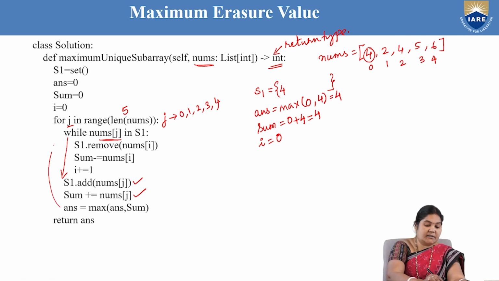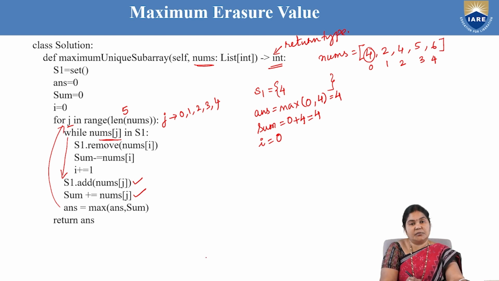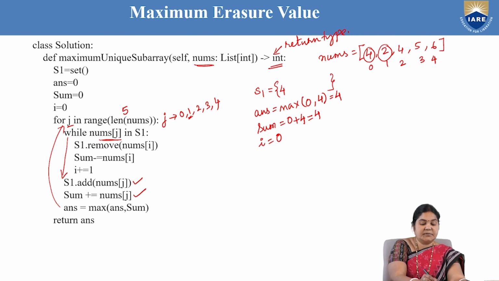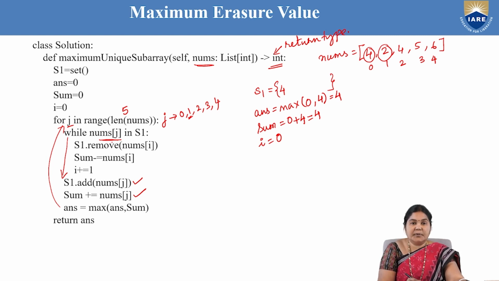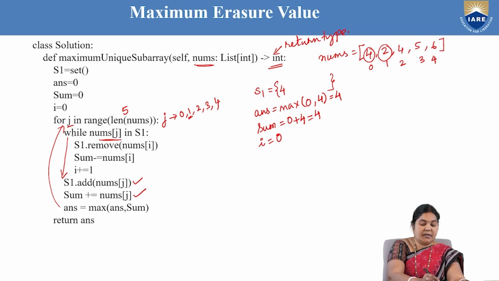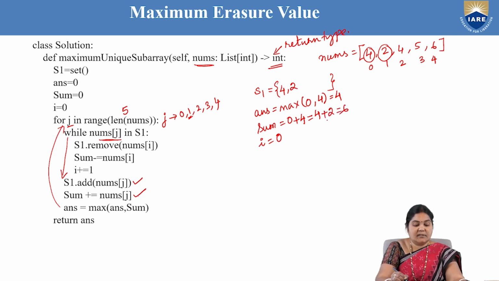Now in my second iteration, what is the value of j? j is equal to 1. Now what is nums of j? Nums of j is 2. Is 2 in set S1? No. So again come out of the while loop and add it to the set. So I'll add 2 to my set and also to my sum. So 4 plus 2 becomes 6. Find out the answer which is the maximum one. So it is max of earlier answer, 4, and now my sum, 6. So it is 6 again.